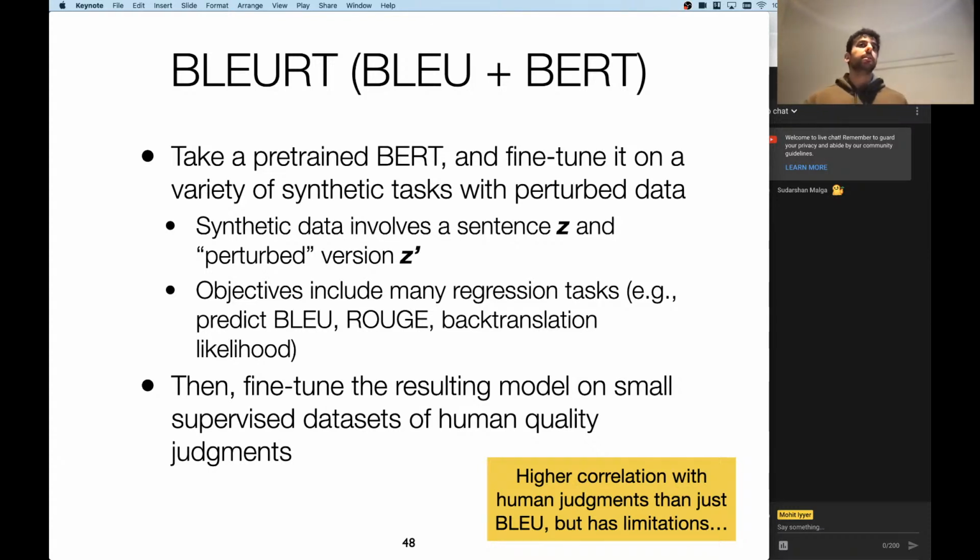So what do some of you think are some limitations of this kind of approach, where you use a pre-trained language model and fine-tune it to predict human judgments? Okay, well, one question is, will this work on every language? Why might this not work on every language?